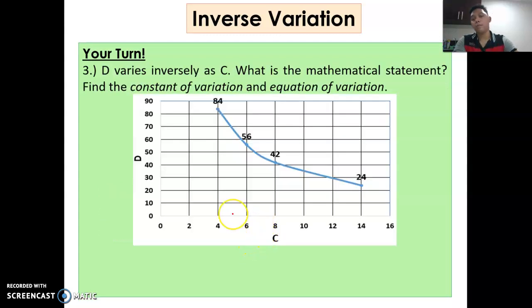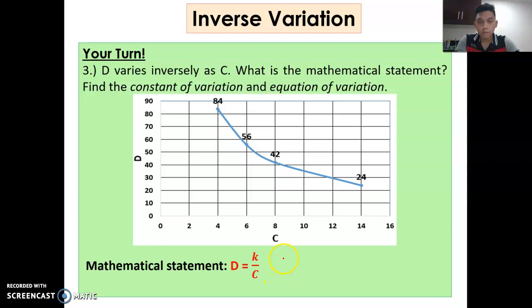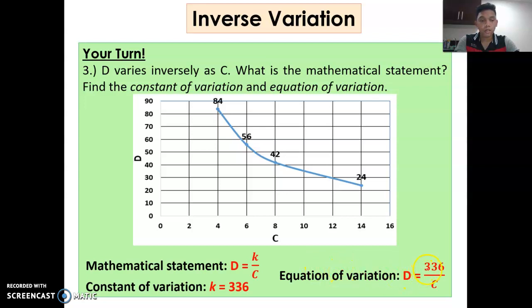Okay? Now let's try one with a graph. D varies inversely as C. What is the mathematical statement? Find the constant of variation and the equation of the variation. So there, you can just check, 8 times 42, how much is that? Or 14 times 24, how much is that? Our mathematical statement will be D is equal to K over C. And our constant of variation, by multiplying 14 and 24, will be 336. So our equation will be D is equal to 336 over C.